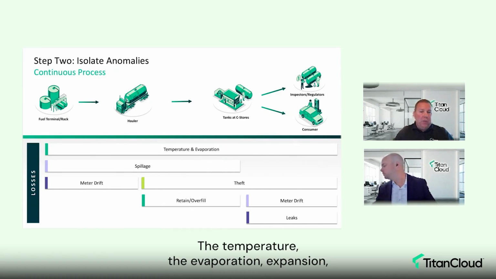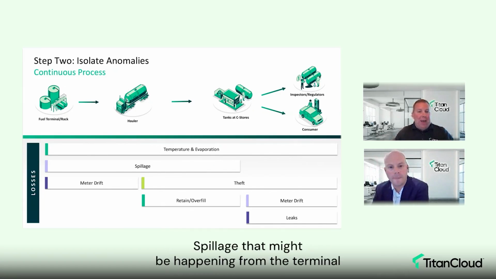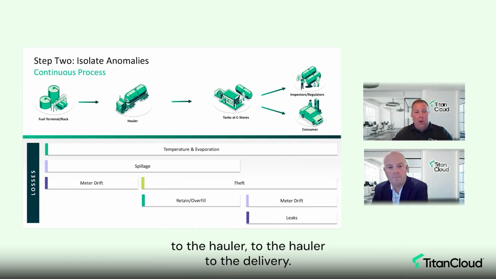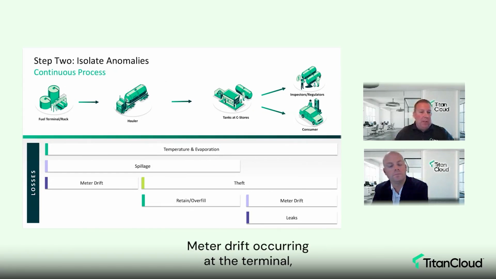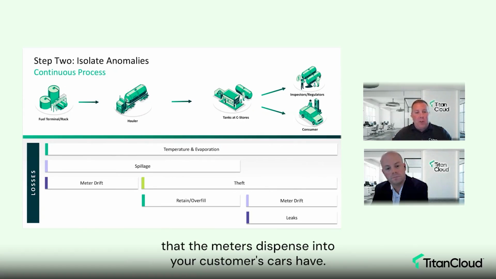So, the temperature, the evaporation, the expansion, contraction that's occurring across the supply chain, spillage that might be happening from the terminal to the hauler, to the delivery. Meter drift that's occurring at the terminal, right? Those meters that are dispensing thousands of gallons into the hauler's truck can have the same calibration challenges that the meters dispensing into your customers' cars have.